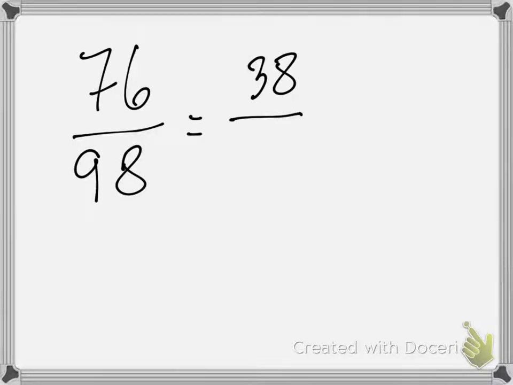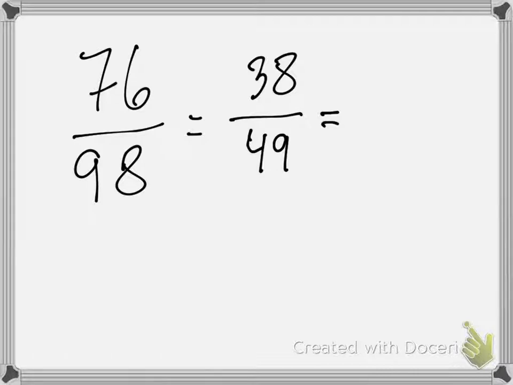98 divided by 2. Who can do that one? Tyson? 49. 49, exactly, because I'm assuming that you did 90 divided by 2 plus 8 divided by 2. I love this mental math trick. I really do. I use it all the time. Hey, are those even numbers, both of them? No, so we can't really divide it.